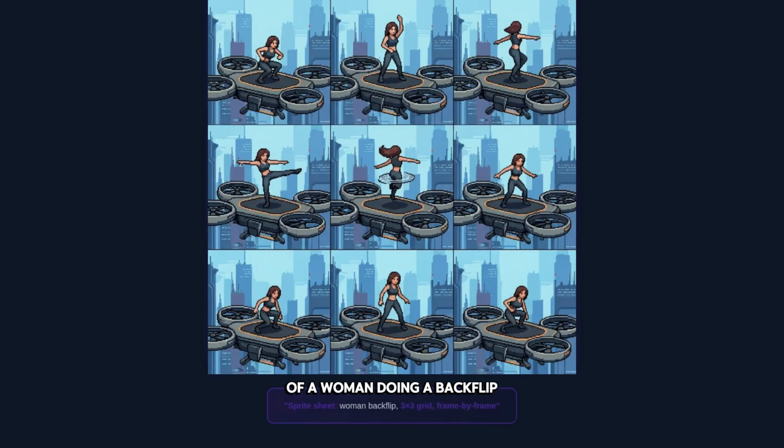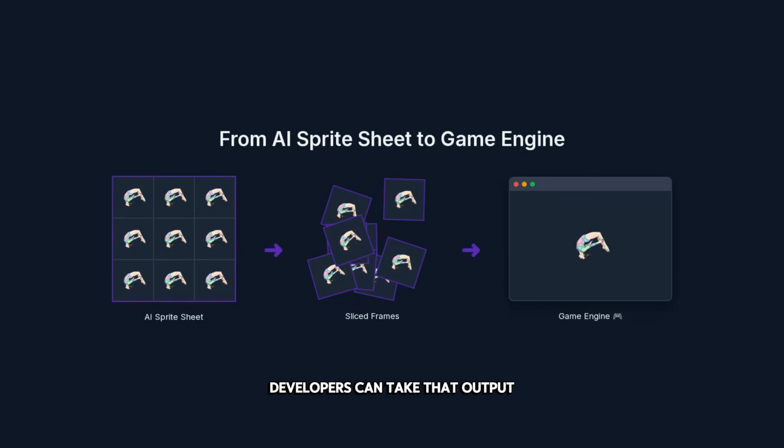Sprite sheets. You can ask for a sprite sheet of a woman doing a backflip, 3x3 grid, frame by frame. Developers can take that output, slice it, and put it straight into a game engine.